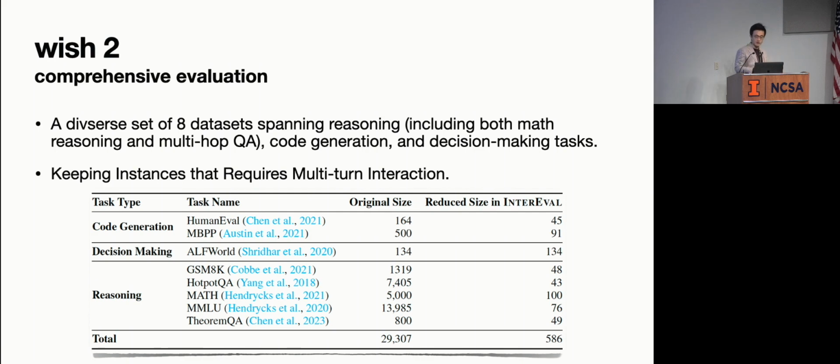So our second wish is to have a comprehensive evaluation. This is more straightforward. We include a diverse set of tasks: 8 datasets spanning 4 different tasks, including mathematical reasoning, question answering, code generation, and decision making. I won't be able to go into the details here. These are all well-established benchmarks that the community has been pushing for. We only include the more challenging instances that the models are less likely to be able to solve without any feedback. So when we look at these results, the numbers will be much lower than what you are super familiar with.